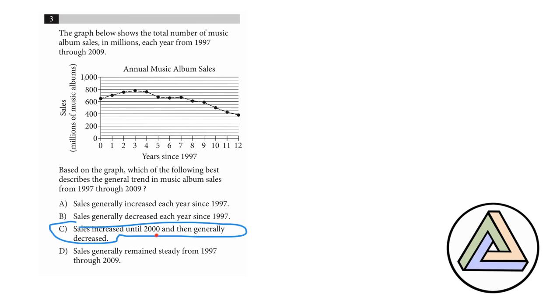Now again, crucial insight, 2000 corresponds with number 3. Okay, so just make sure you're aware of that. Moving on.